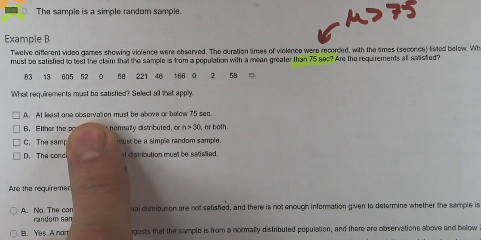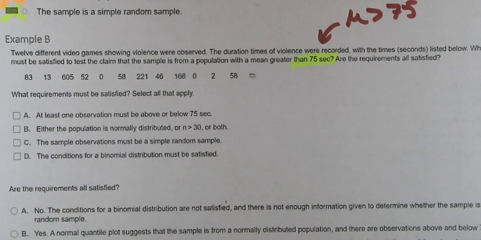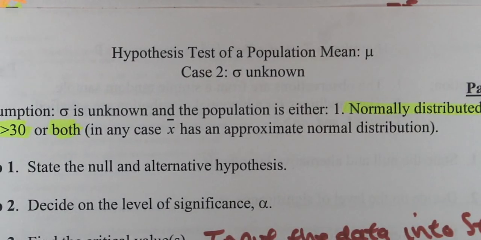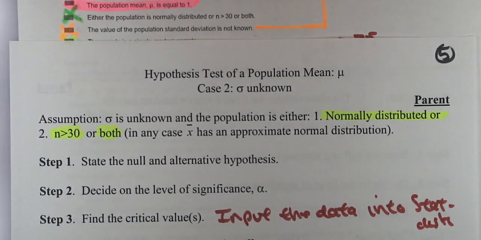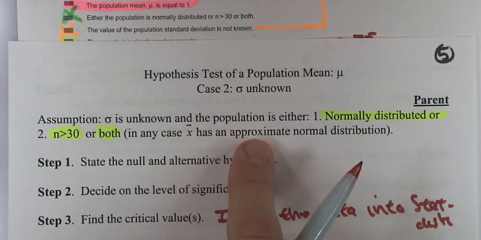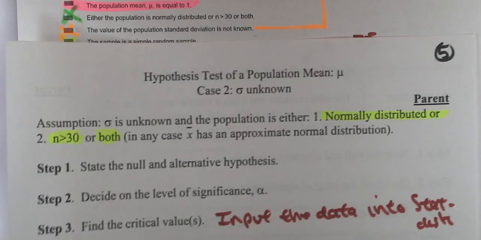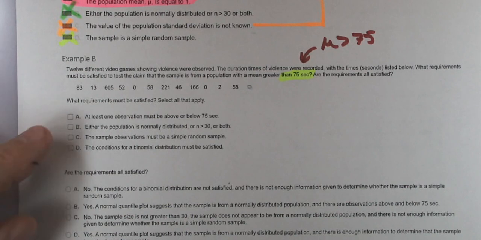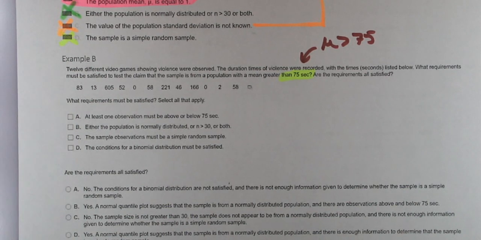So, okay, let's see. Does at least one of these observations have to be above or below 75? Is that a requirement here? Well, you can look back. So you remind yourself, so there's the requirements. There's nothing that says that you have to have something above or below a certain number, in particular 75. We do have to have a normally distributed population, a simple random sample. So that one doesn't look too good. But how about the other 3? Let's see.